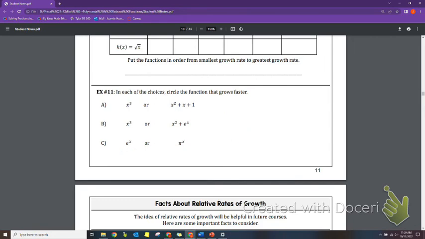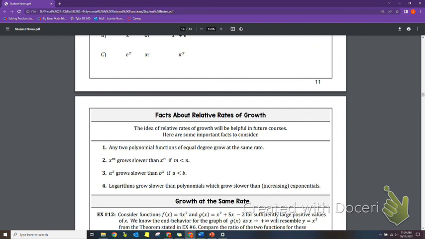All right, and then some facts about relative rates of growth. The idea of relative rates of growth will be helpful in future courses. Here are some important facts to consider. Any two polynomials of equal degree will grow at the same rate. This is what we just kind of saw in this previous one.